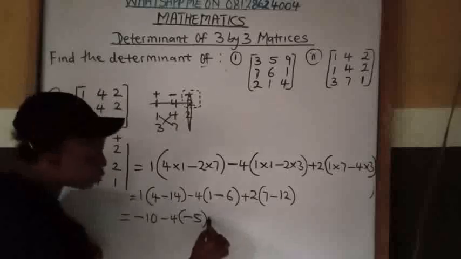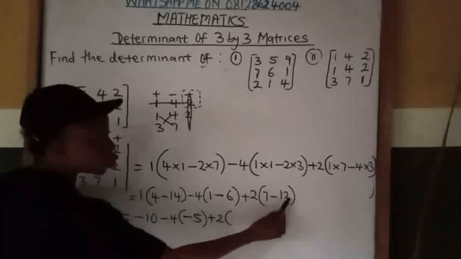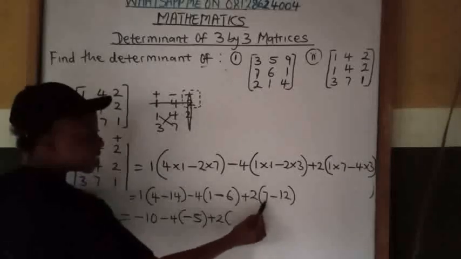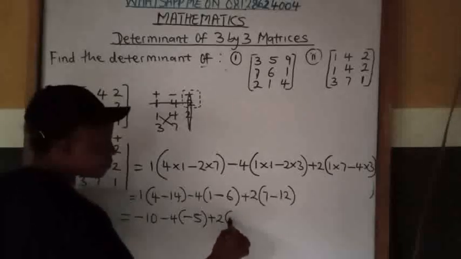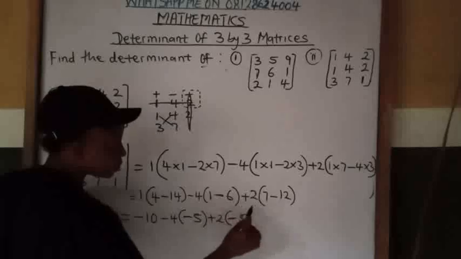So close the bracket. Then we have 2 into bracket: 7 minus 12. You have 7 naira, you are owing someone 12 naira. So by the time you pay 7 out of your debt, it will remain 5. So that is minus 5 because you are still owing.